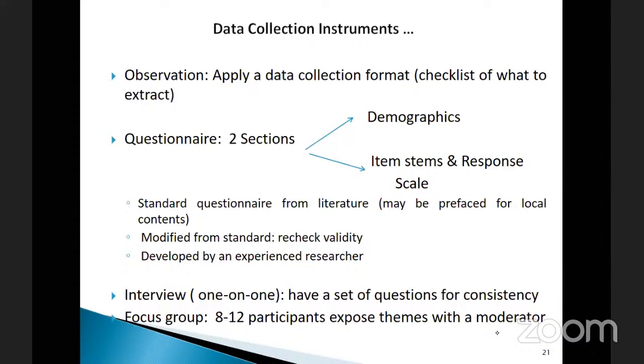Another method of data collection, or the instrument we can use, is an interview, which is one-on-one. And for you to conduct an interview as a way of data gathering, you should have some set of questions. So let there be some standard questions that we'll be asking from one participant to the other for consistency.